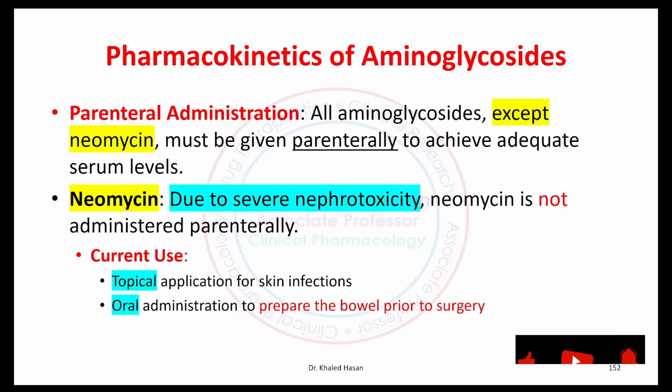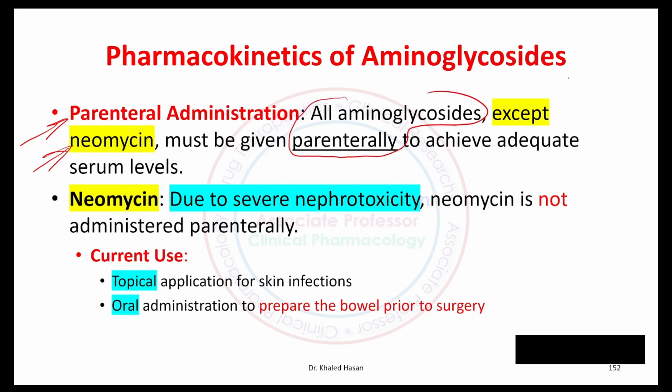Okay, we'll continue speaking about aminoglycosides. This slide covers some important aspects of pharmacokinetics regarding aminoglycosides. As you can see here, aminoglycosides are normally administered IV or IM, parenteral administration. All aminoglycosides should be administered IV or IM. We have one exception: neomycin. So all aminoglycosides should be prescribed parenterally.